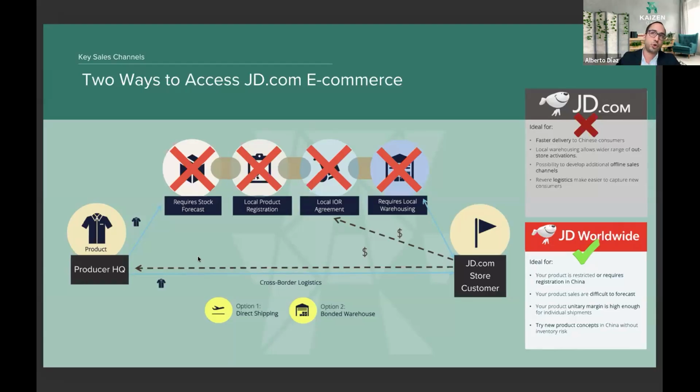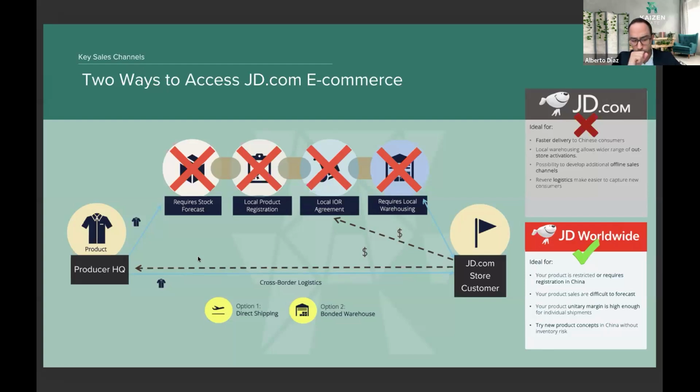You have two ways of shipping or selling in this case, and I will go into details later on. But to start basically outlining, those two are: one is direct shipping, where you can ship from your European warehouse, your premises, headquarter or manufacturing location to the Chinese consumer. So no need to have stock or warehousing in China.